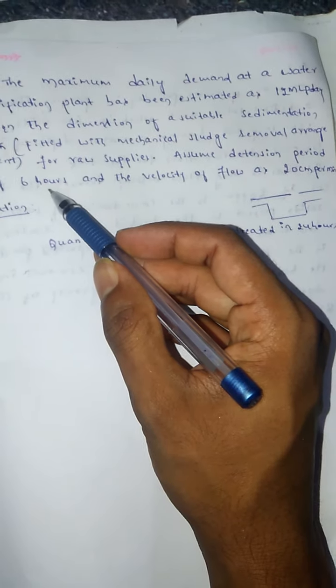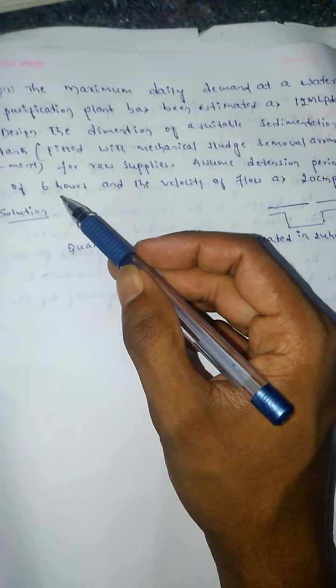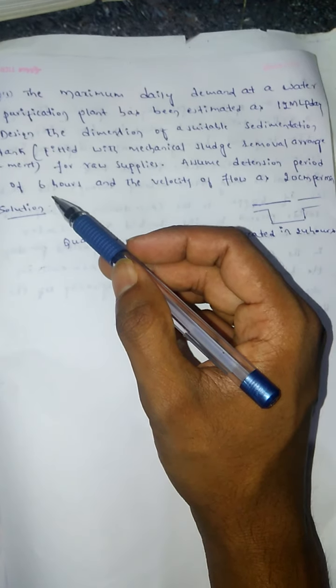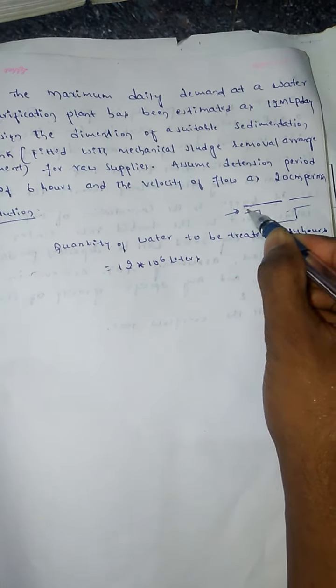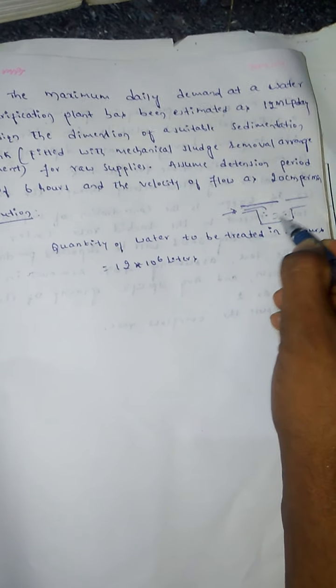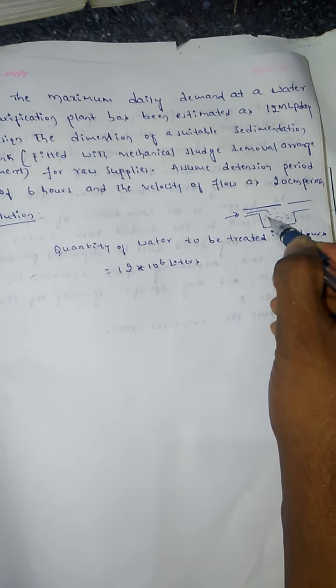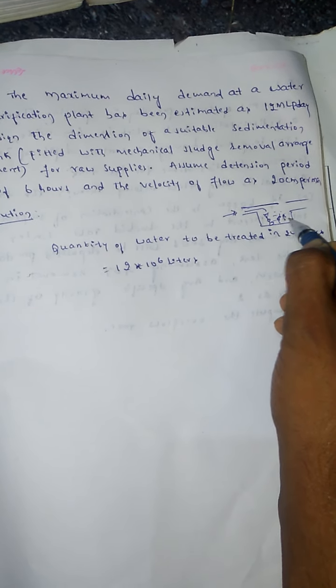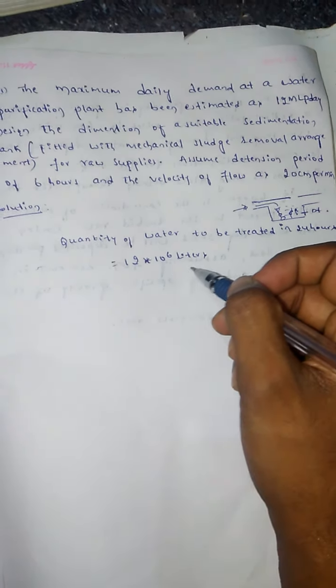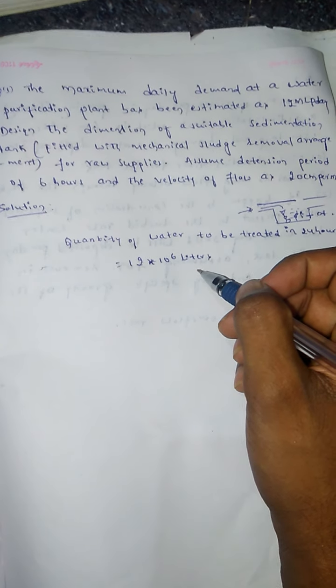So he has given detention period as 6 hours. Detention period is related to the suspended solids. If the water comes from this place, it is allowed into the sedimentation tank. The time required for settling of the sediments or waste is called the detention time. So the quantity of water we need to pump for 24 hours is 12 into 10 power 6 liters.